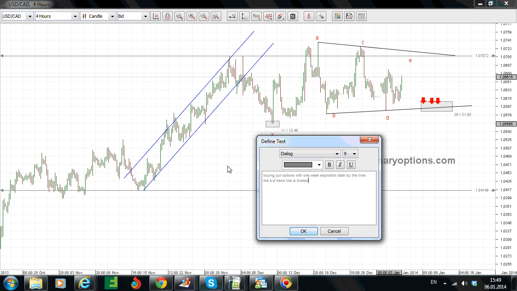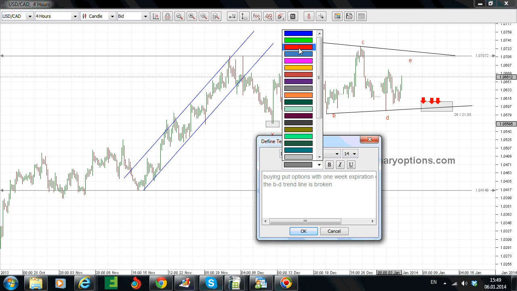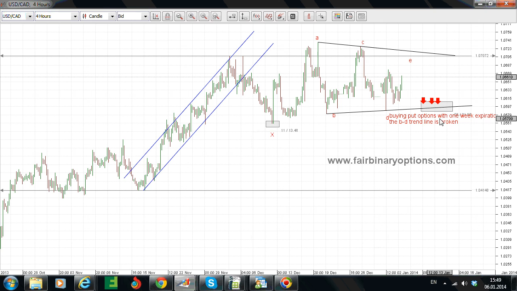Now why 1 week expiration date? Because usually after the break it is being retested, and we want to avoid being trapped in a position we don't want to be in. So wait for it to be broken and then engage into the short side. And when you trade binary options and you want to short something, basically you are buying put options. Why? Because at the expiration date you're looking for price to be lower than the striking price, meaning the price you are buying the option for.